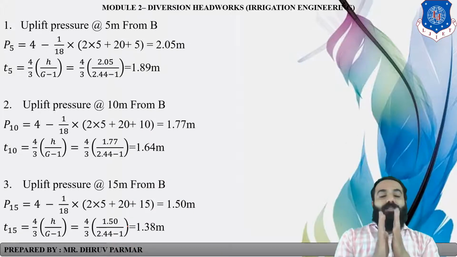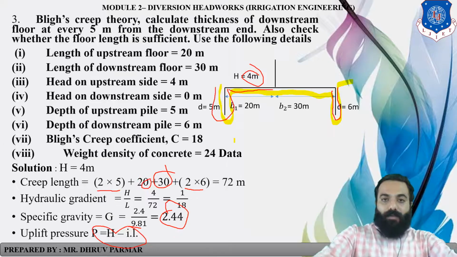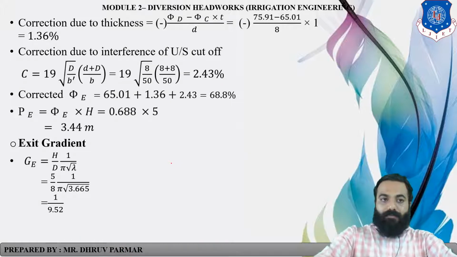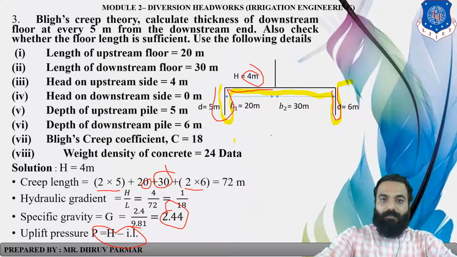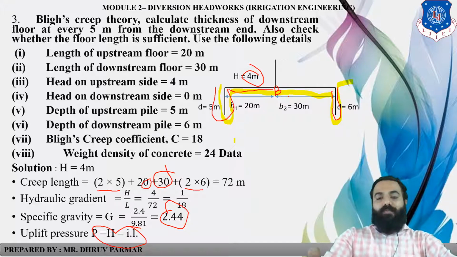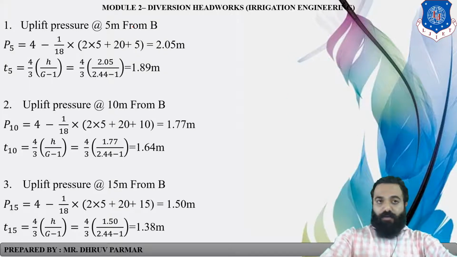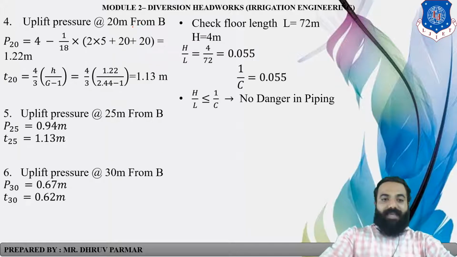Again, first of all, we calculate uplift pressure at 5 meters from B. This is called point B. From that point, we calculate downstream floor thickness at every 5 meters. So from point B, what is the formula? P equals H minus I into L. Clear? So what is H? H equals 4. What is I? I equals 1 by 18, as you know.